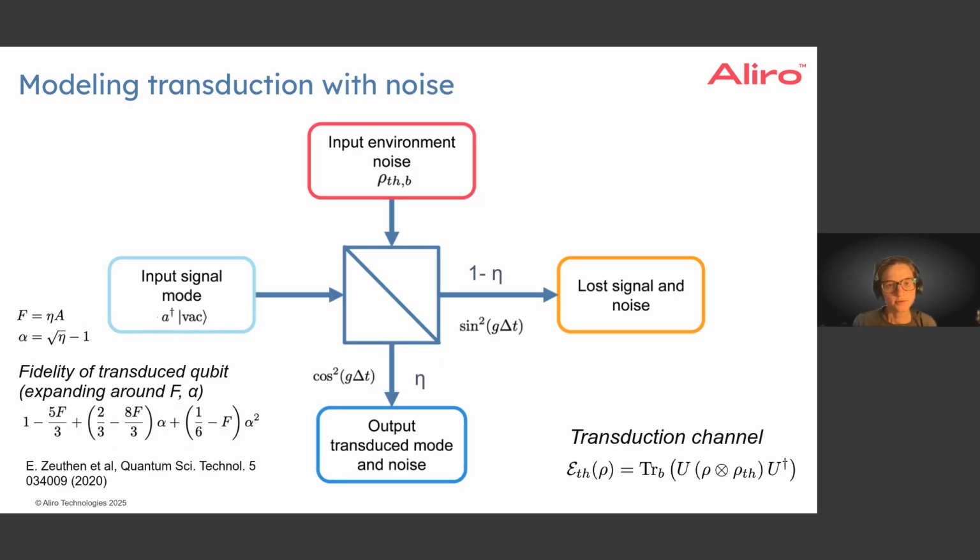So in order to benefit from knowing that transduction follows the beam splitter Hamiltonian, one way we can use this is by, for instance, computing what the fidelity of a transduced qubit would be given some amount of input noise and given some finite efficiency of transduction.